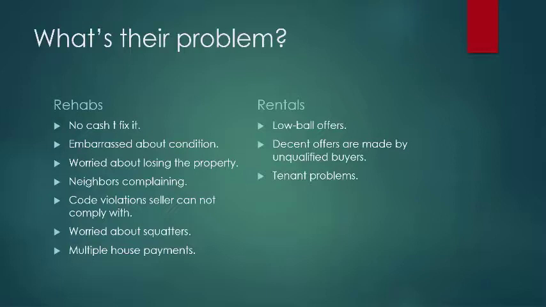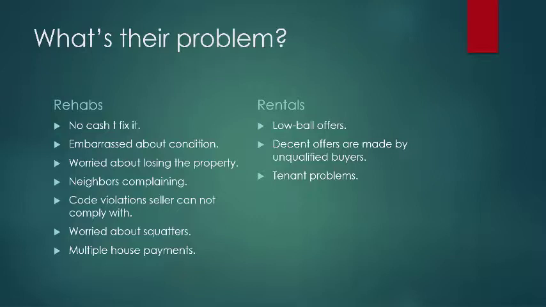Okay. So what kind of problems do owners of these different property types have? In rehabs, there's no cash to fix it up. They might be embarrassed about the condition of the property. They're worried about losing the house. Sometimes there's a lien on the property, or there's a municipal decree that they have X amount of time to fix something, or they could lose the property, or maybe there's unpaid taxes on the property and it's got to go to sale.